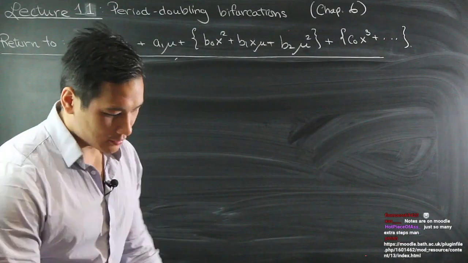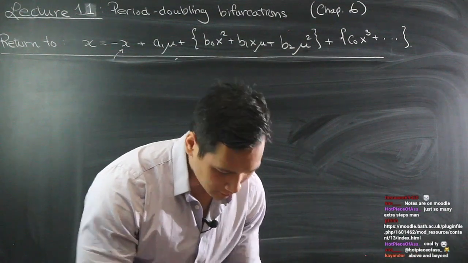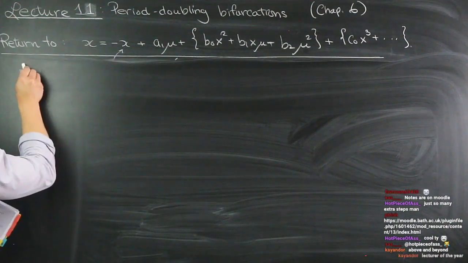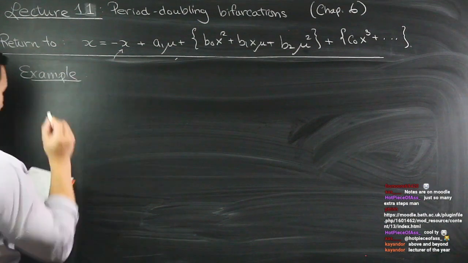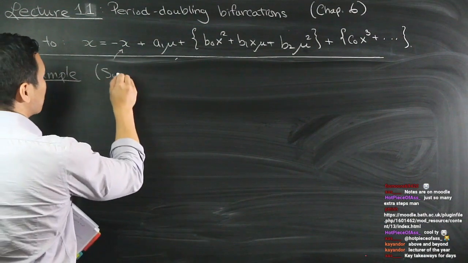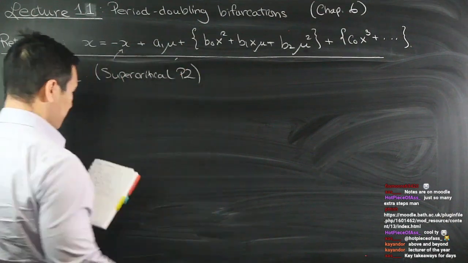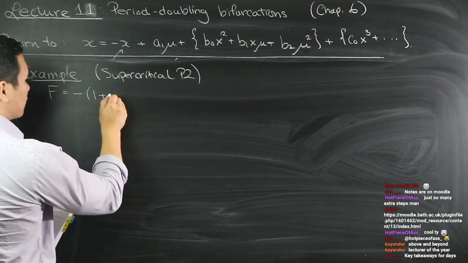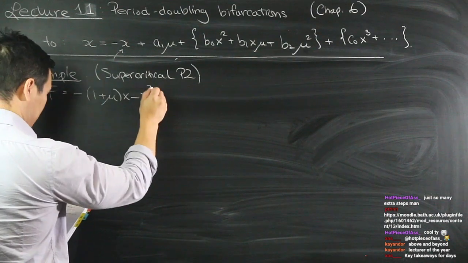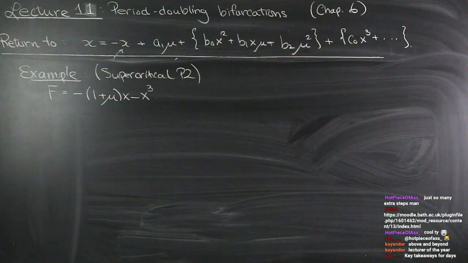All right. So we want to look at the canonical example of a period doubling bifurcation. And this is a supercritical P2 orbit. In this case, your f is going to be a cubic equation: f(x) = (1 + mu)x - x cubed. Okay, so let's just do all the usual steps. We're going to find the fixed points, then we're going to check their stability, and that's basically it.